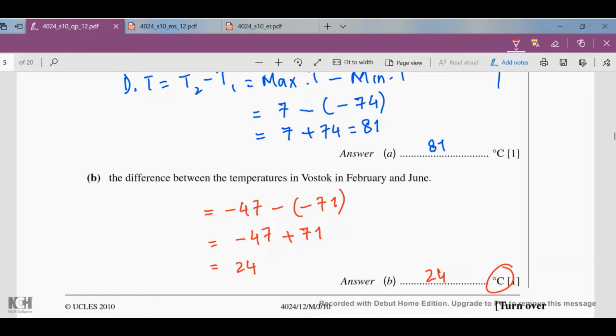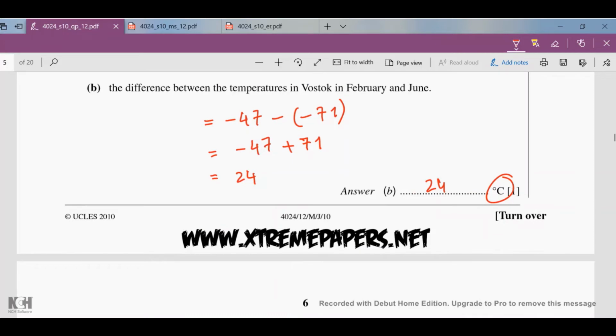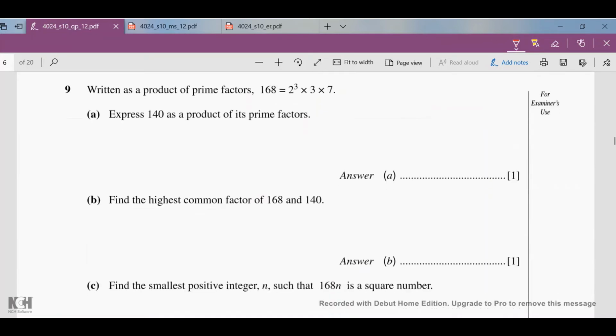Okay, the next question. You can see the answer is coming 24. Okay, write down the product of the prime factors of 140. The prime factors are given here, and when you want to find prime factors of 140, you can use this method. This is not the method of LCM. This is called prime factors, prime factorization.